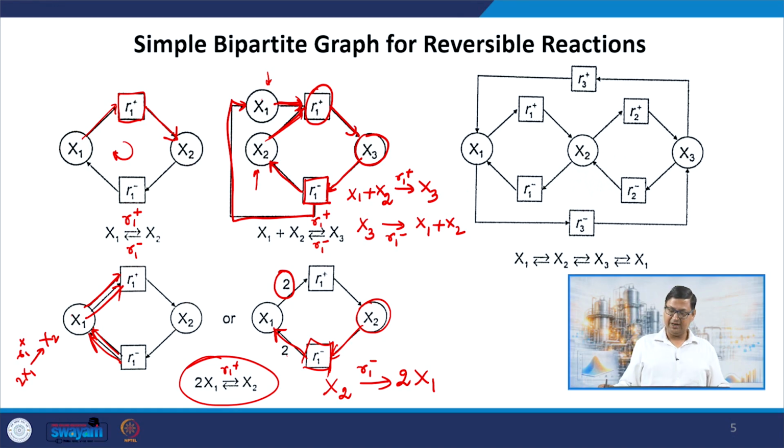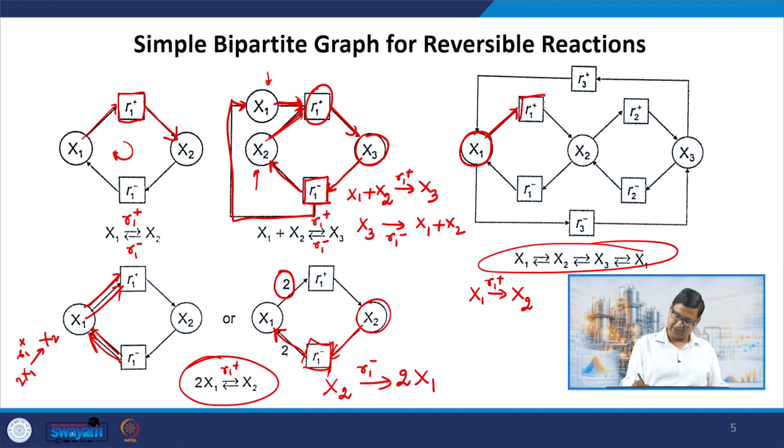Okay. We can go ahead and have a more complicated reaction, something like this: x1 to x2 to x3 to x1, in which all of the steps are reversible. Let us go step by step. So the first step is x1 to x2. The forward reaction is x1 to x2, R1 plus, that is x1 is here, R1 plus is here, and we form x2 here. That is my first reaction. The reverse of the first reaction is x2, R1 minus, x1, that is this part in the graph.